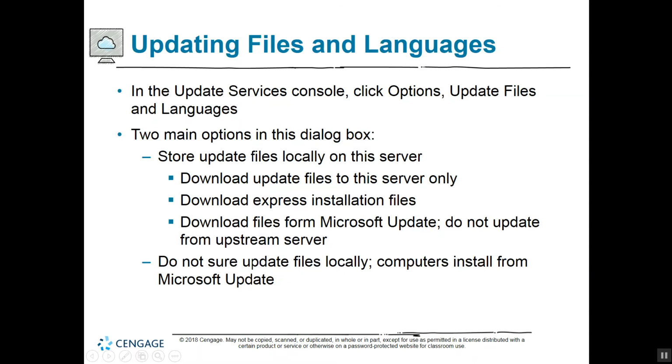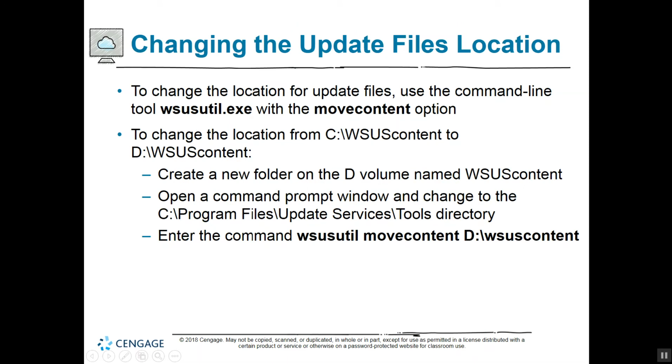Okay. Now, two main options in this dialog box: download update files for the server only, download express installation files, or download files from Microsoft Update. Do not update from upstream server. Now, if we need to, we can do the WSUSUtil.exe with the move content option, and we can change the location from one location to the other, from C drive to D drive, create a new folder on D drive, and open a command prompt to change the directory. Okay.